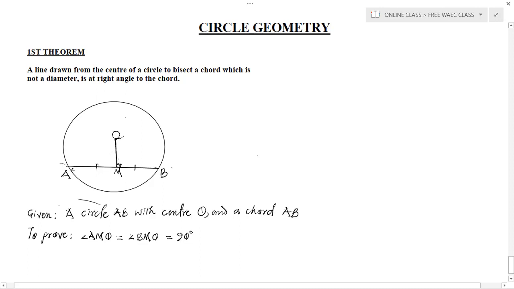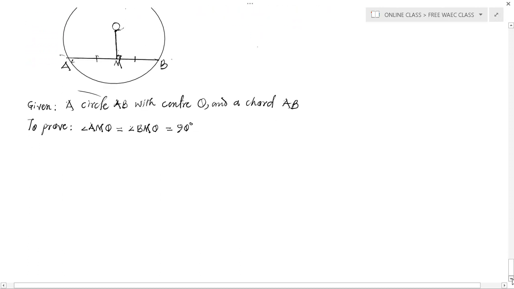So now, how do we go about this proof? The next thing we are going to do, if we are to prove this perfectly, is to do a construction. Now, what is the construction here that can assist our proof? Join OA, O to A, and O to B. So that's it.